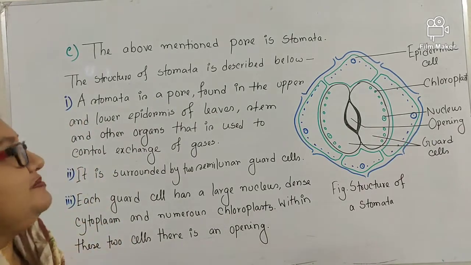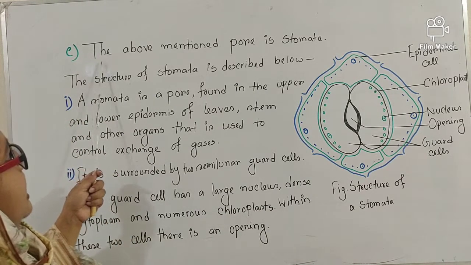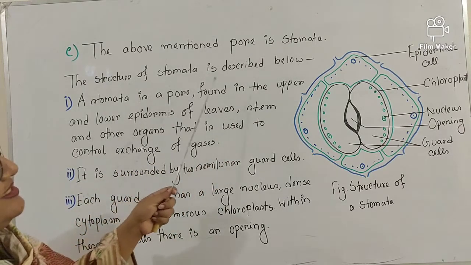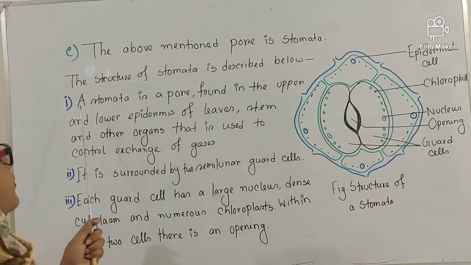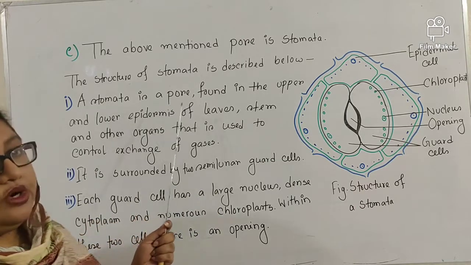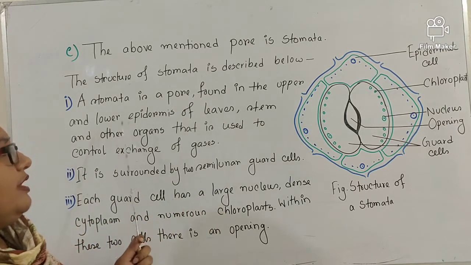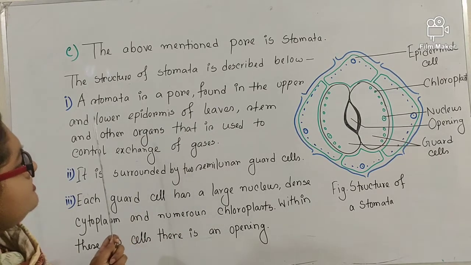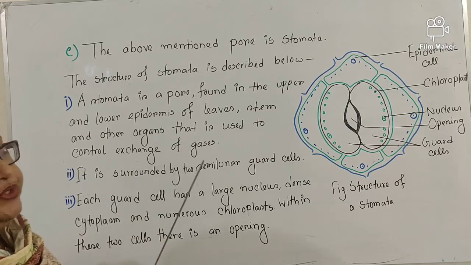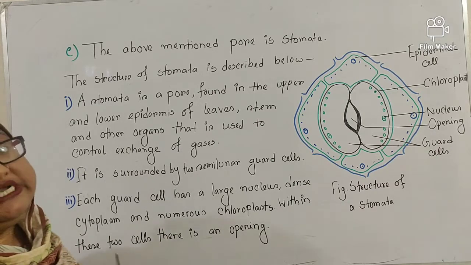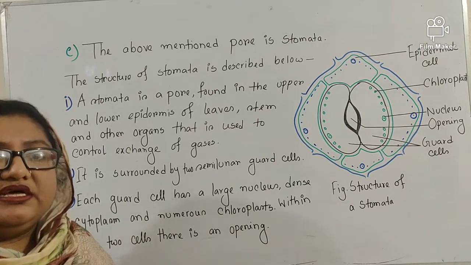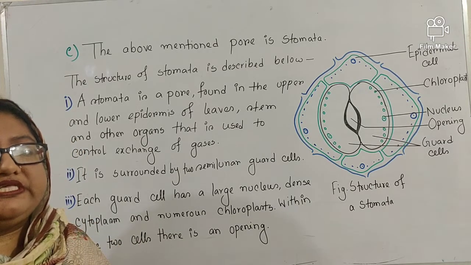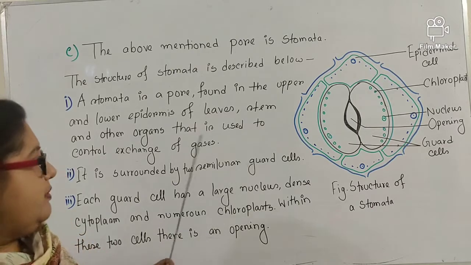Now the description. You will write: the above mentioned pore is stomata. The structure of the stomata is described below. First of all, a stomata is a pore found in the upper and lower epidermis of the leaves, stems and other organs that is used to control the exchange of gases. You know, the gases required for photosynthesis and respiration are both exchanged through the stomata.